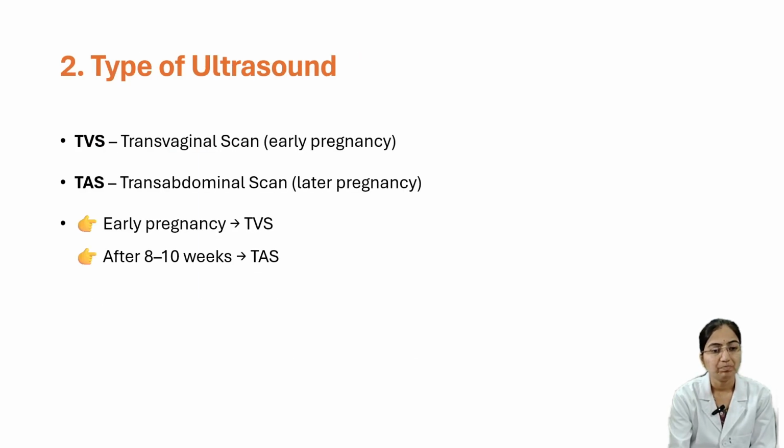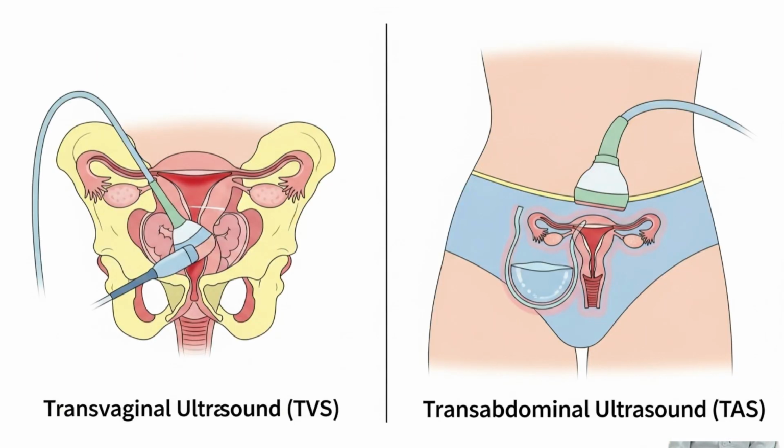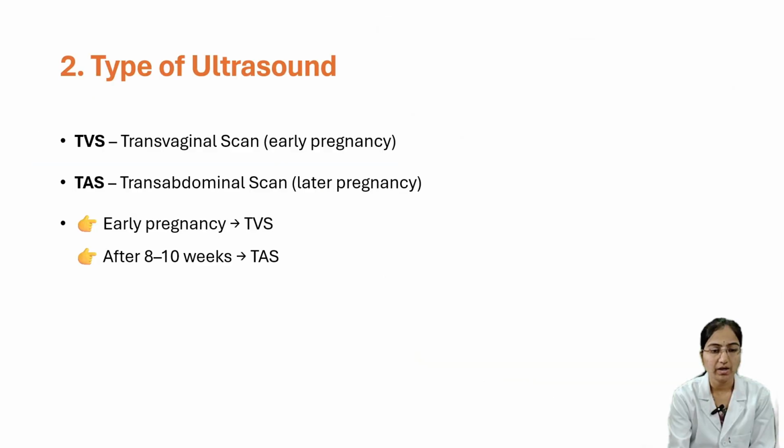Next we need to see the type of ultrasound. TVS, that is a transvaginal scan, has to be done during early pregnancy. And then next comes the transabdominal scan, that is for later pregnancy. Early pregnancy is TVS, and then after 8 to 10 weeks, that is later pregnancy, it is TAS.